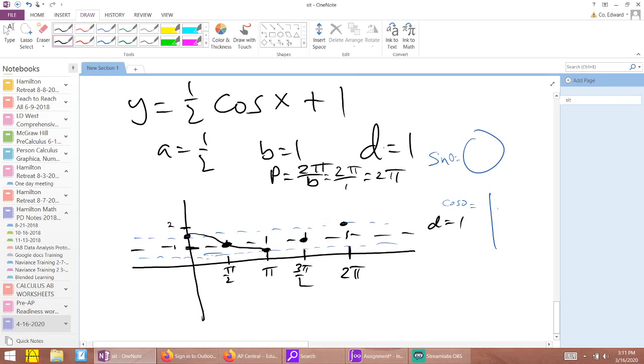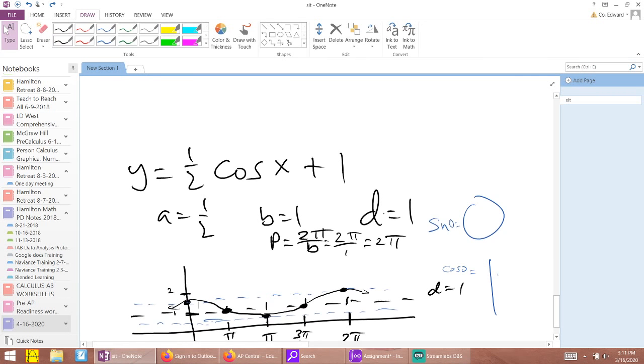Down. And of course this graph keeps on going. And if I keep on going, the graph could continue. Okay. Any questions about what we just did?